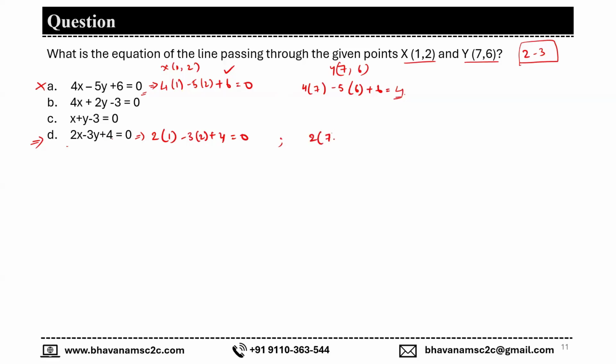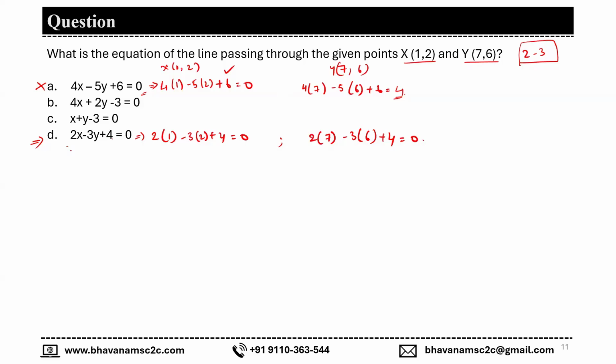2 into 7 minus 3 into 6 plus 4. Which is, 2 7s are 14, 14 plus 4 is 18, minus 18. So out of all the equations that we got, D is the only equation which is satisfying both the points.